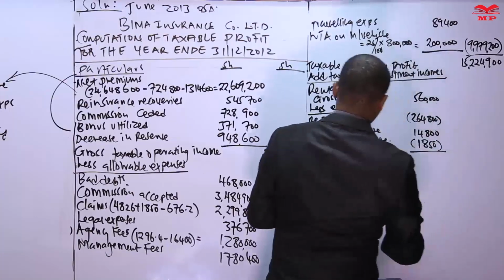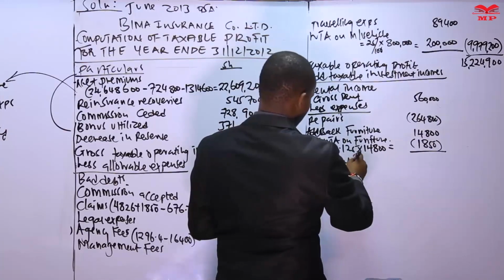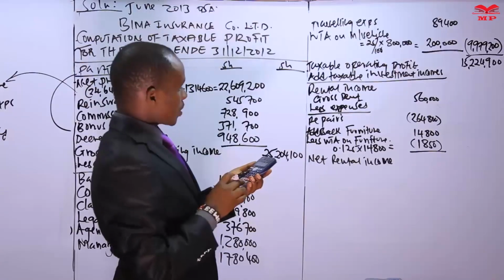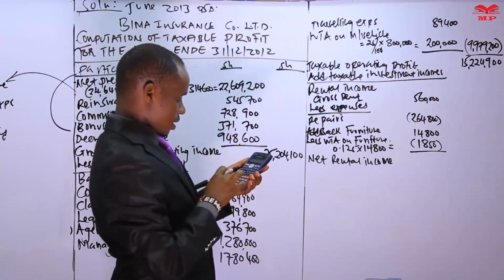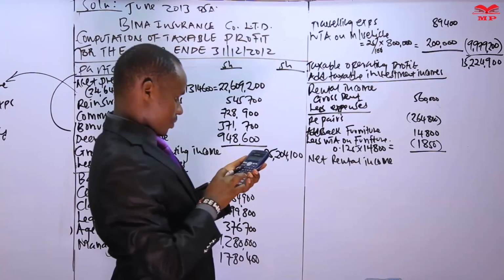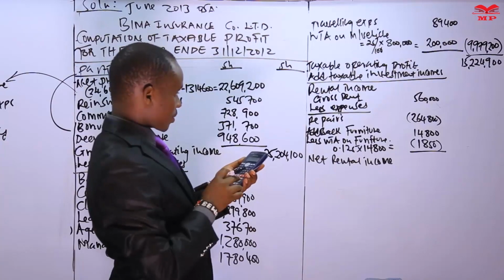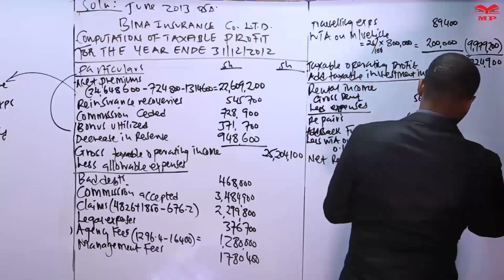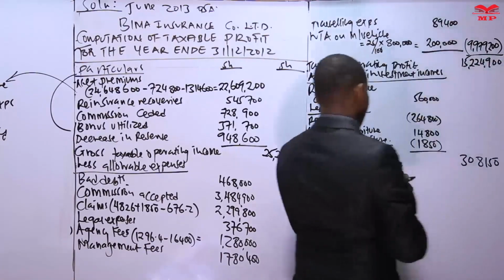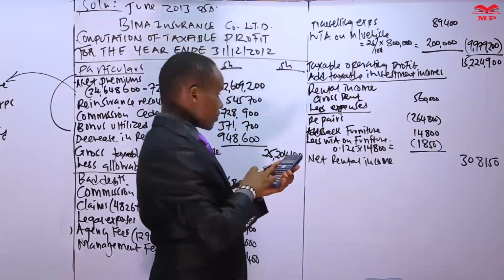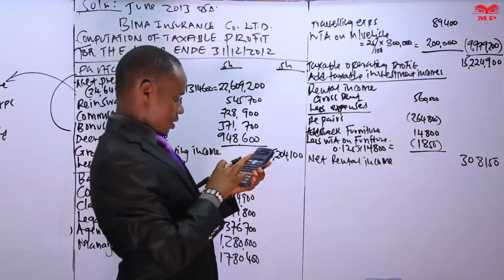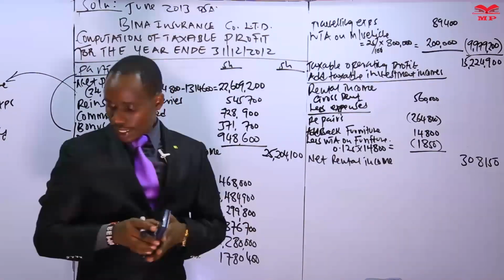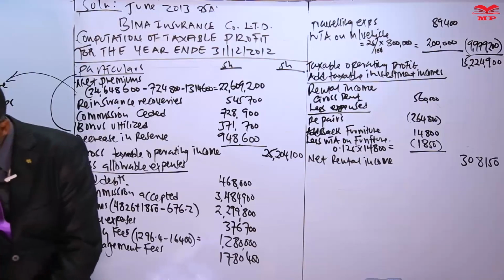So net rental income will be equal to 560,000 minus 264,800 plus 14,800 minus 1,850. So you are going to get 308,150.